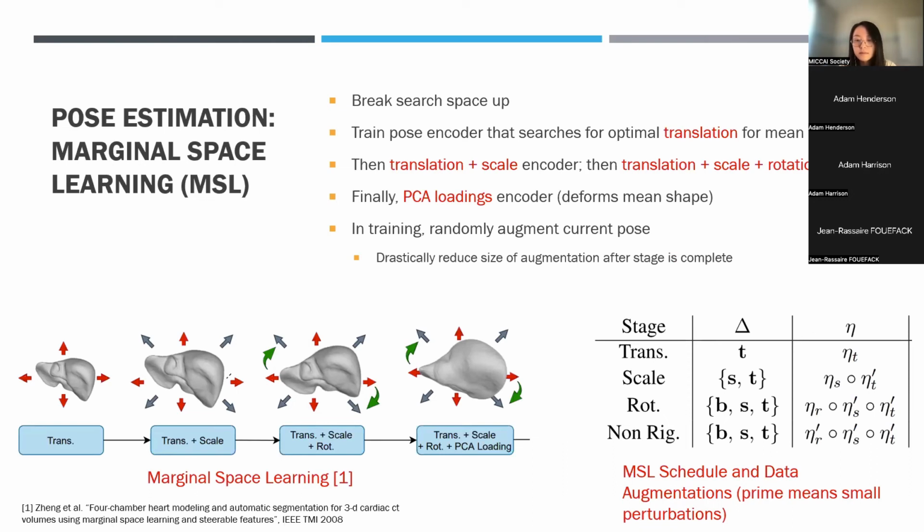I should have those numbers ready, but it's definitely longer than just an FCN, where you just do one inference. In this case you have to play out an episode for translation, then translation and scale, then translation, rotation and scale, and finally the PCA loadings. So there are several inference steps involved there.